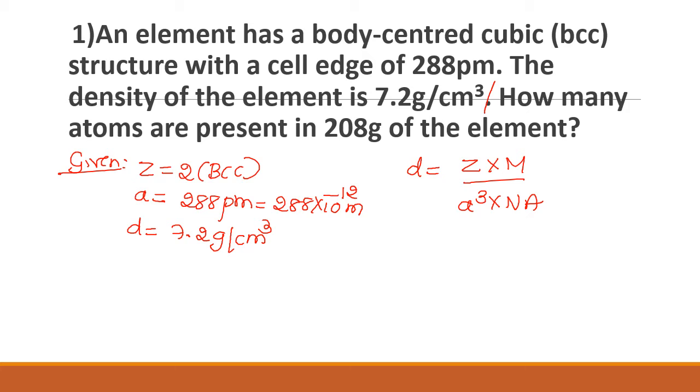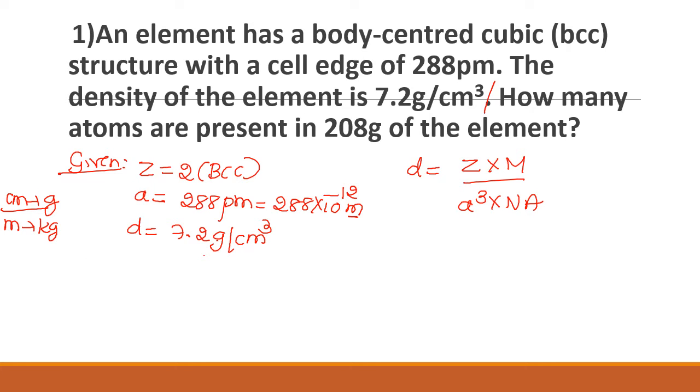So before substituting the values, let us check the units. Edge length is in meter, and the density is in gram and centimeter. What I told in the previous class, if centimeter is given, then it should be in grams. If meter is there, then it should be in kg. In the density, it is given in terms of gram and centimeter. So now let us convert the edge length value, this meter value, into centimeter.